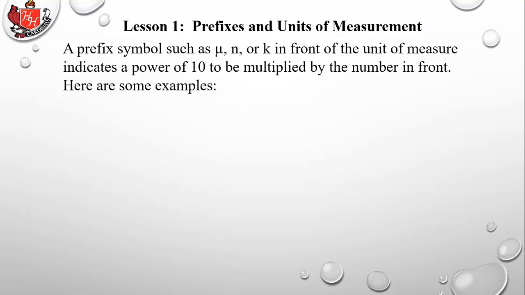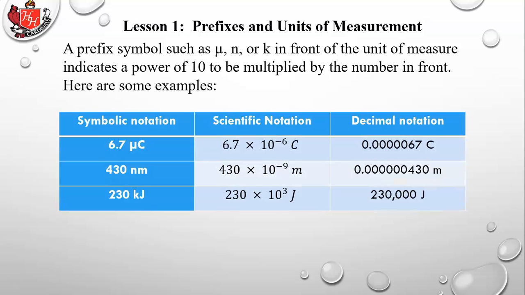Okay, so a prefix symbol such as that funny letter, mu for micro, n for nano, or k for kilo, in front of a unit of measure indicates a power of 10 to be multiplied by the number in front. Here are some examples. So 6.7 microcoulombs would be 6.7 times 10 to the negative 6th coulombs. The reason you need to know how to do this is because if you want to work with that number in an equation, you're going to have to know how to convert it to scientific notation like that. And there's the actual decimal notation of the number over there.